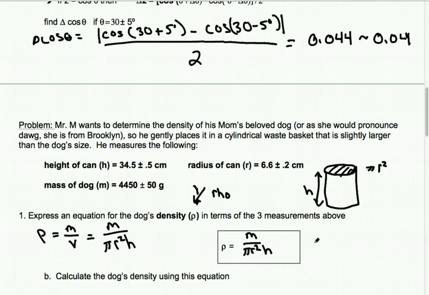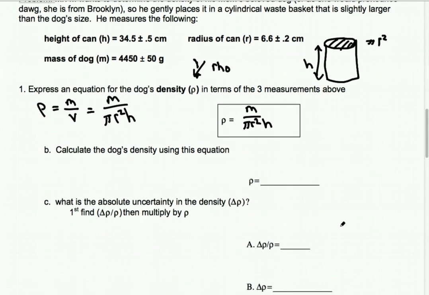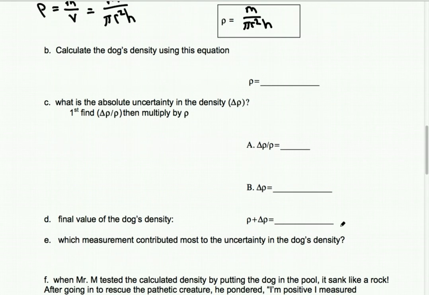So what I ask of you to do for the rest of your homework is first calculate the dog's density, then find the fractional uncertainty in Ginger's density, and then find the absolute uncertainty, and then write the final value. And I have some reflections at the bottom here. So finish the rest of this for homework, and we'll compare answers tomorrow.